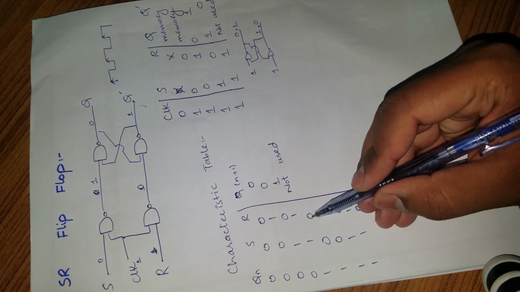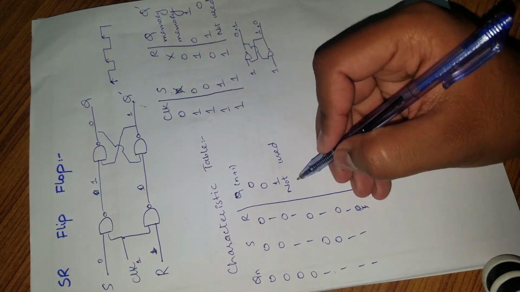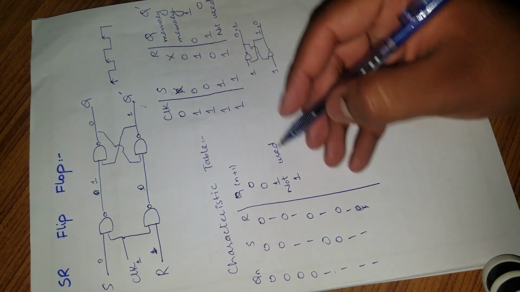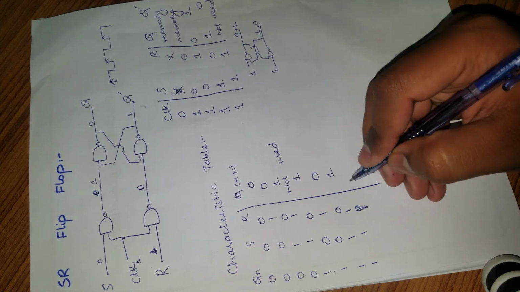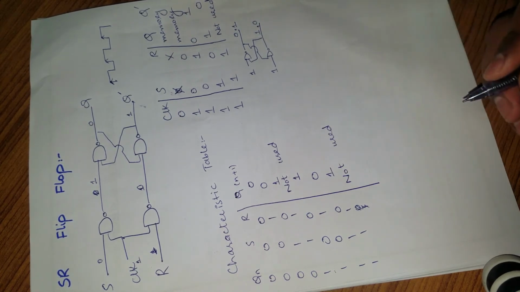Now next time 0 0 again, we know at 0 0 it is memory, Qn is now 1, so we will get output 1. When 0 1, we have output 0. When 1 0, we will have output 1, and 1 1 is again the not used condition.